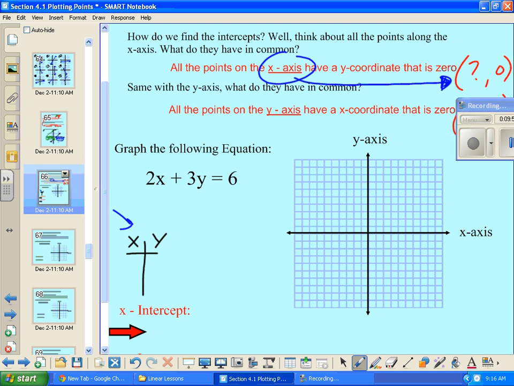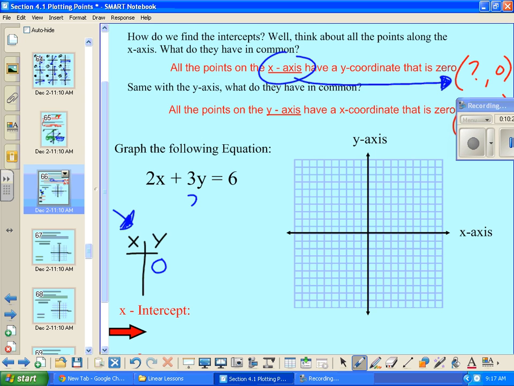So here's what I'm going to do. Coming down to my table, instead of the ordered pairs method where I plug in 0, 1, and 2 for x, here's what I'm going to do. Since I know all points along the x-axis have a y-coordinate 0, I'm going to put in 0 for y in my equation, and then see what I get for x when I solve the equation for x. Here's why this works. When I put in 0 for y, look at what's going to happen.